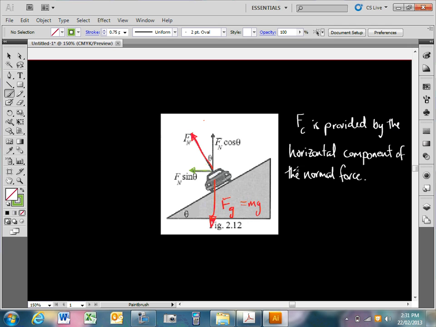Okay. And we saw the other day proof that this exists when the chap in that red Commodore was driving around the track, and he took his hands off the steering wheel. The friction between the tires and the road was no longer providing that centripetal acceleration. It was all Fn sine theta. It was all the horizontal component of that normal force that was providing that turn, that acceleration.